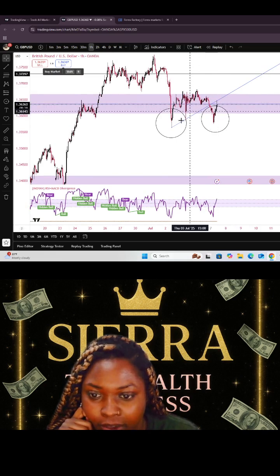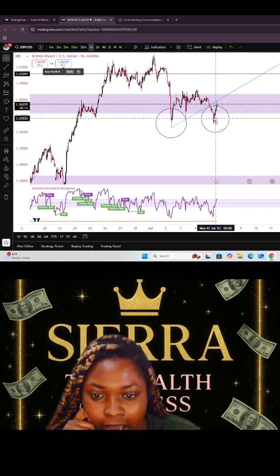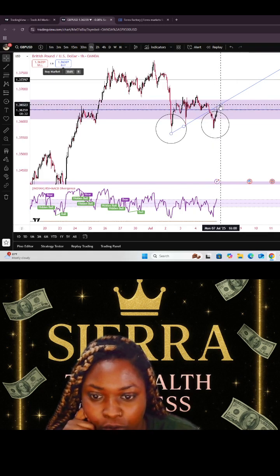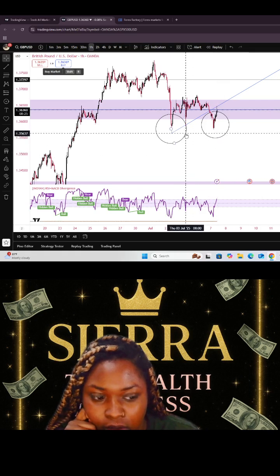As you can see, we have this trend line here and we have this zone here. If you would have got in just because it was a double bottom, we don't know if price is going to reject this trend line and reject this zone and then continue to sell.